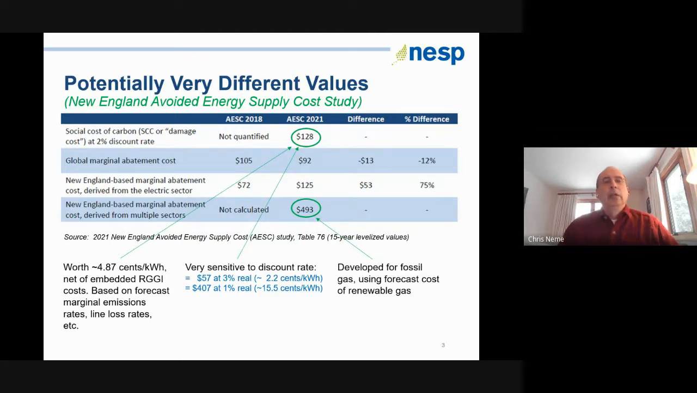So you can see that somewhat coincidentally, a 2% discount rate for the social cost of carbon produced a value per ton of greenhouse gas emission reduction that was very similar to the marginal abatement cost for the electric grid. However, the marginal abatement cost for natural gas was much higher.